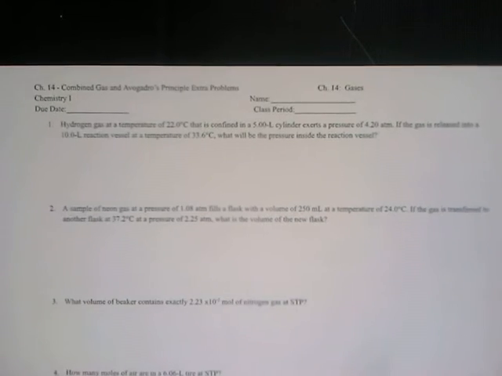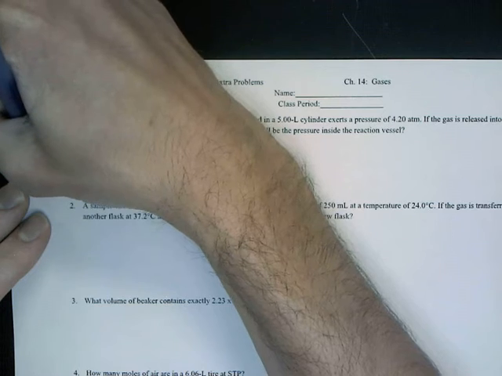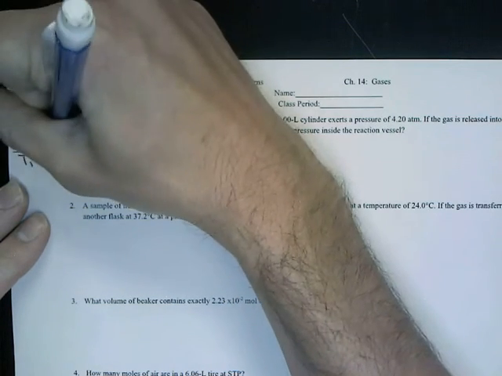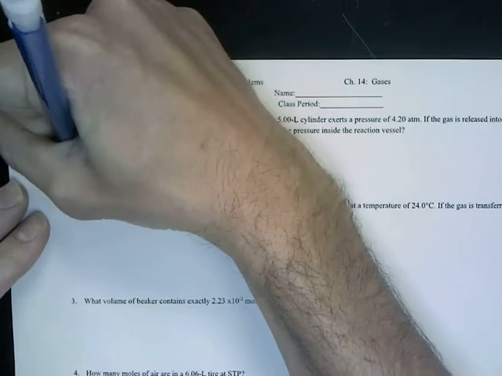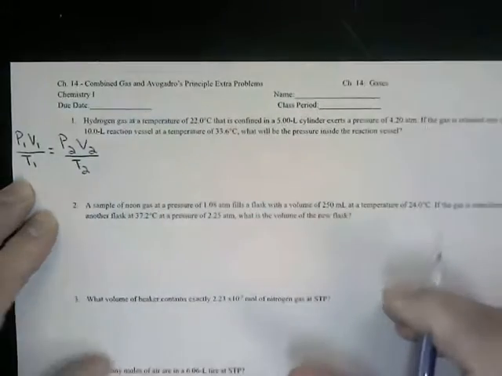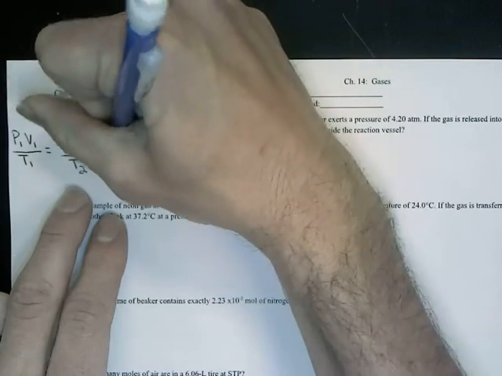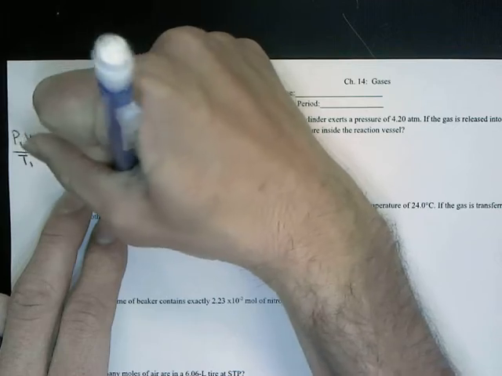So we need to start out here with what formula do we use for the combined gas law. Remember, our P1 times our V1 divided by our T1 is equal to our P2 times our V2 divided by our T2. So let's go ahead. We're just going to plug in numbers to be associated with these values. So I'm going to list these out as P1, V1, and T1.